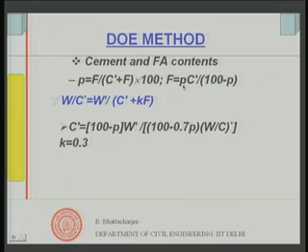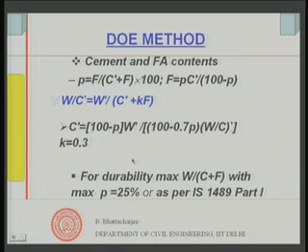Now knowing the cement content I can find out F, because C dash is known and P is known. So, F is known, W dash is known, and C dash is known. Three things are known to me.